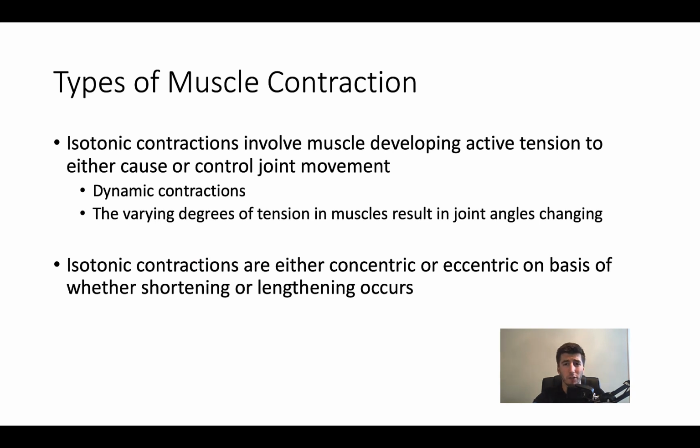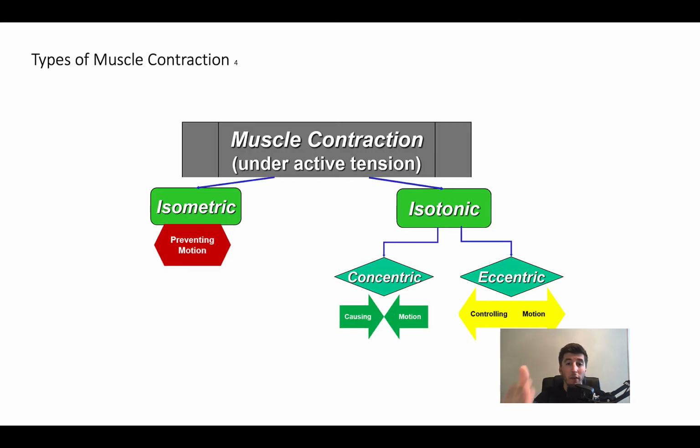Isotonic contractions are any time that the muscle is developing active tension to cause or control joint movement. That makes sense because that's what we just went over, right? If it's isotonic, then it's concentric or eccentric, meaning you're either moving the weight or you're controlling the weight. You're moving the resistance or you're controlling the resistance, whereas isometric, it's a net static still.